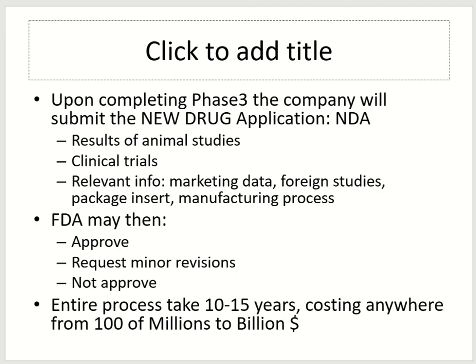At the end of phase 3, the pharmaceutical company submits something called the new drug application, the NDA, where they will include the results from their animal studies, the clinical trials, also relevant information from marketing data, foreign studies, package insert, and manufacturing process. All of that will be submitted to the FDA. The FDA may approve, they may request minor revisions or not approve. The entire process takes years and costs a lot of dollars.